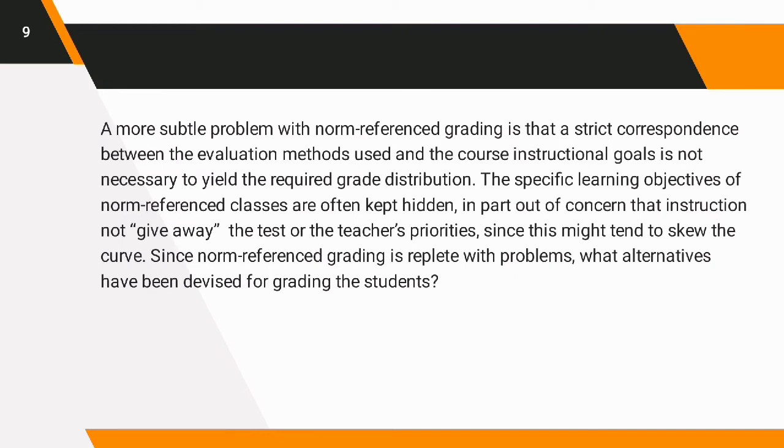A more subtle problem with norm reference grading is that a strict correspondence between the evaluation methods used and the course instructional goals is not necessary to yield the required grade distribution. The specific learning objectives of norm reference classes are often kept hidden, in part out of concern that instruction might give away the test or the teacher's priorities, since that might tend to skew the curve. Since norm reference grading is replete with problems, what alternatives have been devised for grading the students?